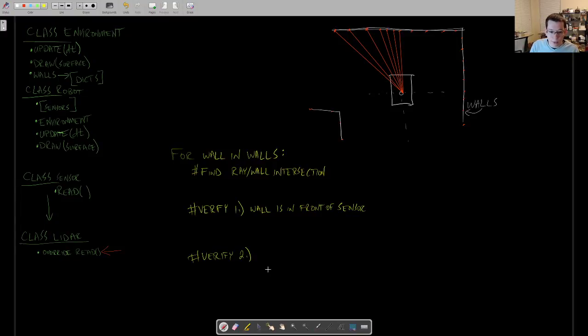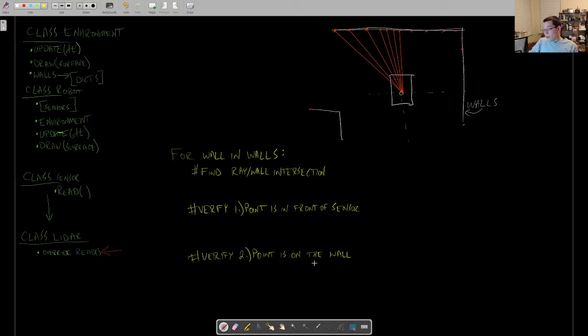And then verify two, that the point is in front of the sensor, and then verify that the point is on the wall. And you're probably looking at this going, well, by definition, doesn't this intersection thing mean that both of those are true?